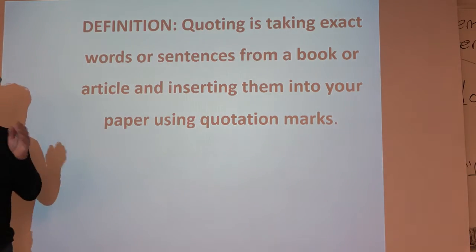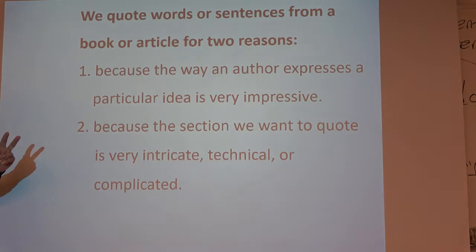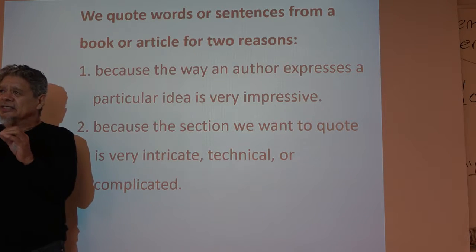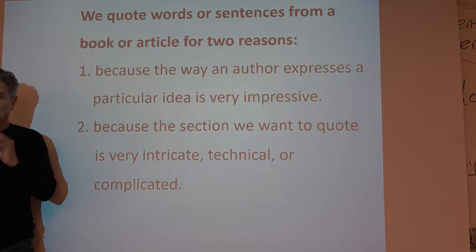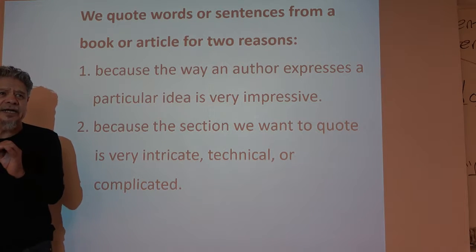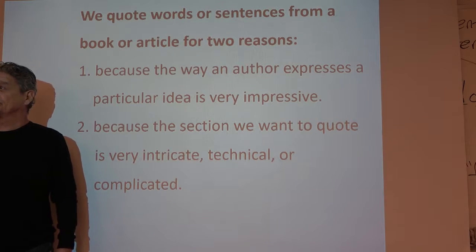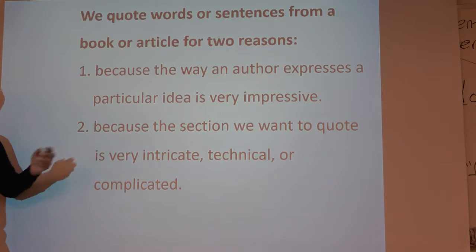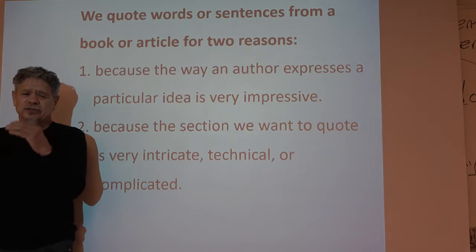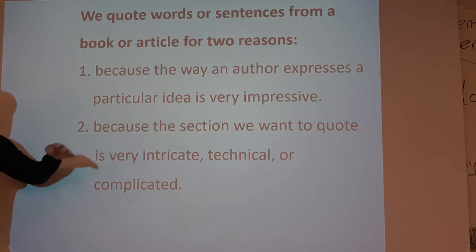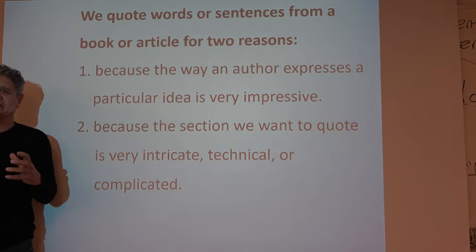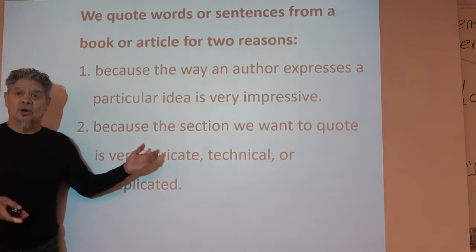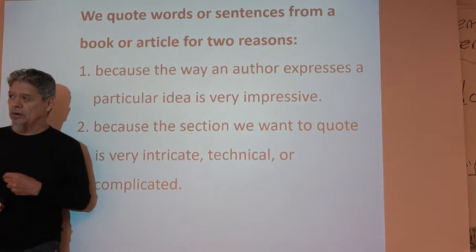Now, we quote for 2 reasons. We quote because there's a section in the article that's really impressive. The wording on it is really nice, and you want to include it in your paper. That's the first reason why we quote. The second reason is because some sections of an article, if they're too technical or too intricate, too difficult to summarize, then you can quote them. So these are the 2 reasons why we quote.